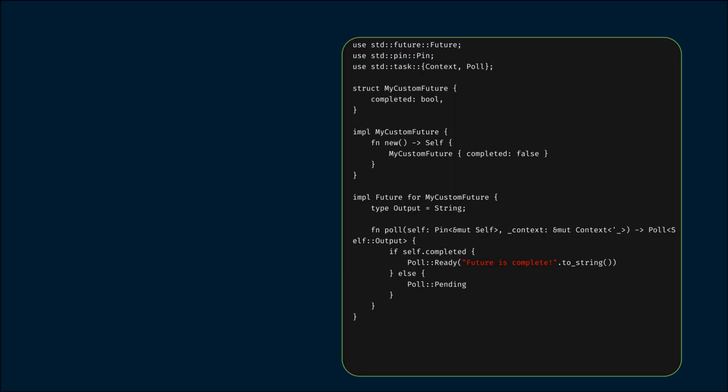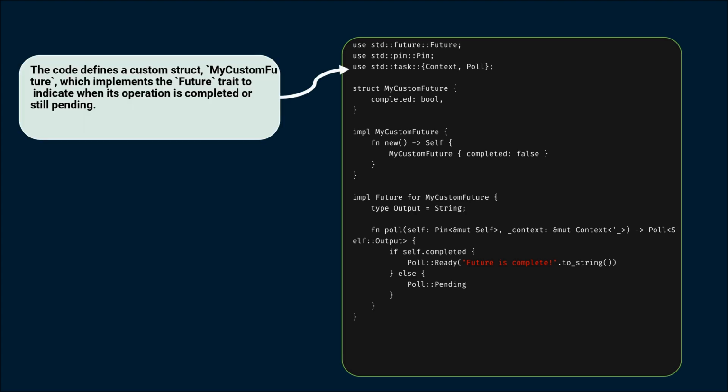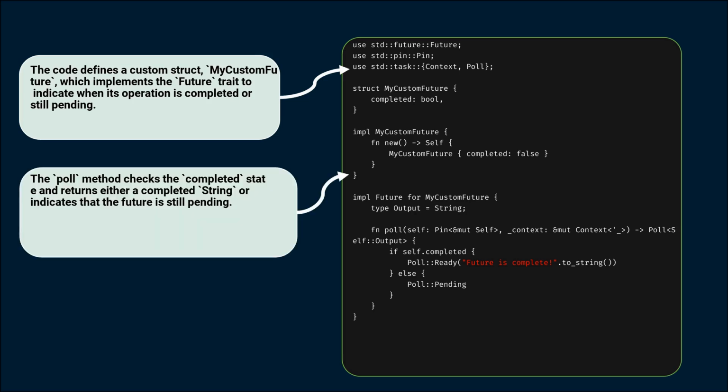Now let's implement a straightforward executor to manage our custom future. We define a struct called simpleExecutor that includes a method run which will take our future as a parameter. The generic type F must implement the Future trait with an output type of String. In this method, we create a pinned version of our future to safely call the poll method. Next, we enter a loop where we constantly poll our future.